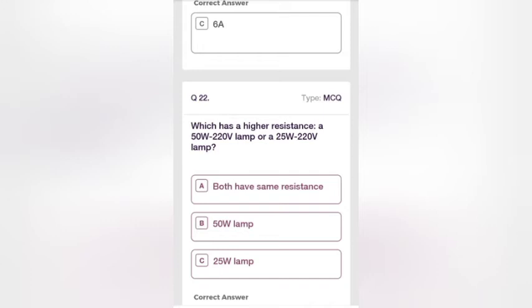Which has a higher resistance, a 50 watt 220 volt lamp or a 25 watt 220 volt lamp? We know that the 50 watt bulb will glow more. The wattage is more, so the 50 watt bulb will glow more. That means the current is more, which means the resistance is less. So the 25 watt bulb will have high resistance.